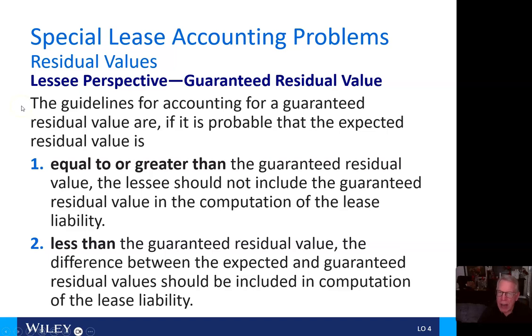The guidelines for accounting for a guaranteed residual value are: 1, if it is probable that the expected residual value is equal to or greater than the guaranteed residual value, the lessee should not include the guaranteed residual value in the computation of the lease liability. And 2, if it's less than the guaranteed residual value, the difference between the expected and guaranteed residual value should be included in the computation of the lease liability.